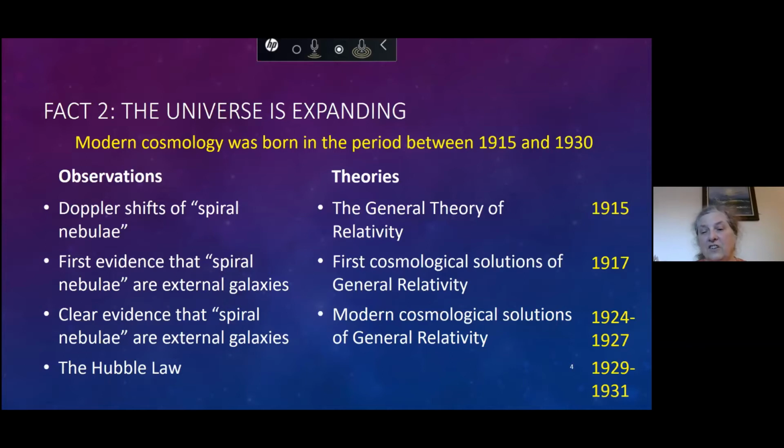Meanwhile, on the theoretical side, 1915 saw the publication of Einstein's general theory of relativity, and in 1917, Einstein and Willem de Sitter produced the first cosmological solutions of general relativity. Those solutions were not in good agreement with the observations that were carried out in the 1920s, but between 1924 and 1927, first Alexander Friedmann and then Georges Lemaitre produced the modern cosmological solutions of general relativity, which I might say were initially poo-pooed by Einstein, and only when the theories were put together with the data, particularly the data from Edwin Hubble, did Einstein acknowledge that in fact Friedmann and Lemaitre had produced the most realistic solutions of his field equations when applied to cosmology.